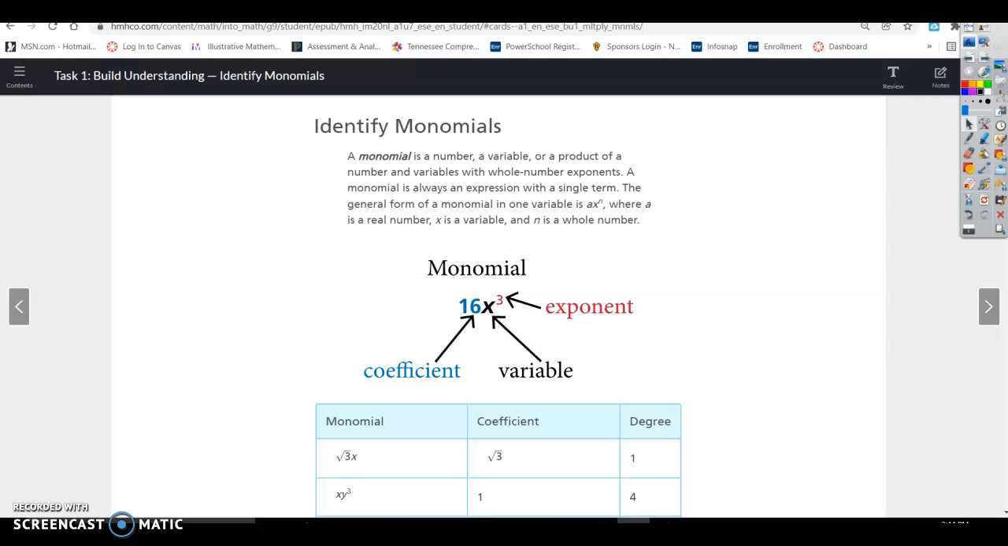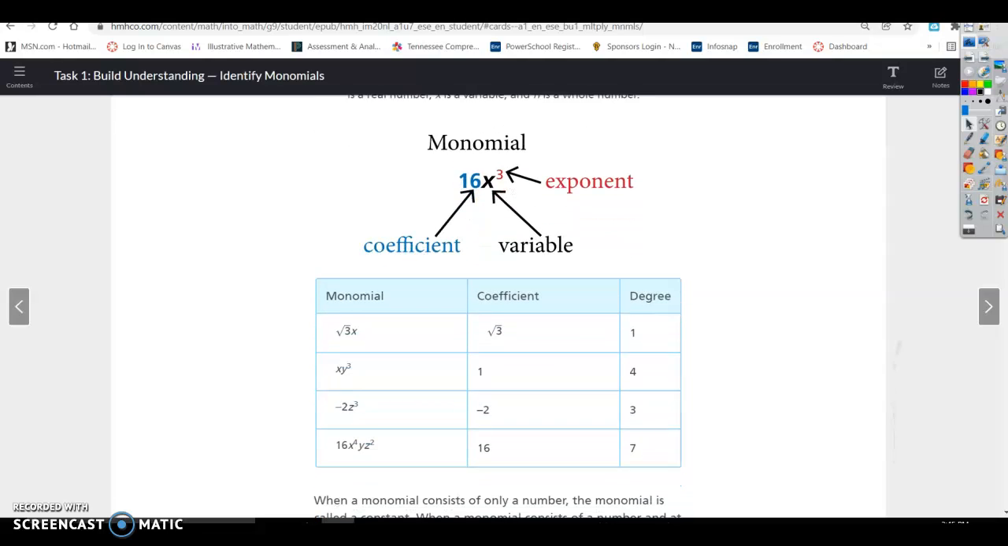Lesson 15.1, Task 1. Identify monomials. A monomial is a number, a variable, or a product of a number and variable with whole number exponents. A monomial is always an expression with a single term. The general form of a monomial in one variable is ax to the nth power, where a is a real number, x is a variable, and n is a whole number.